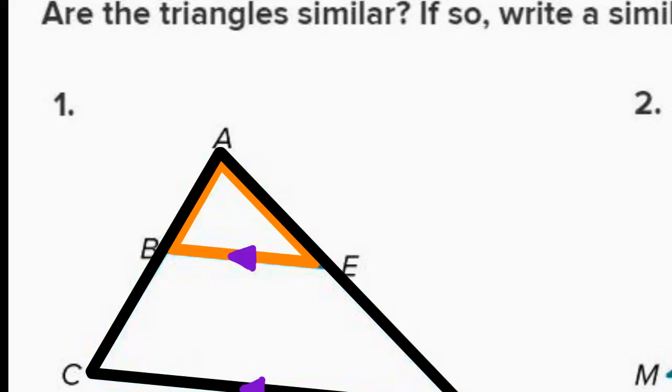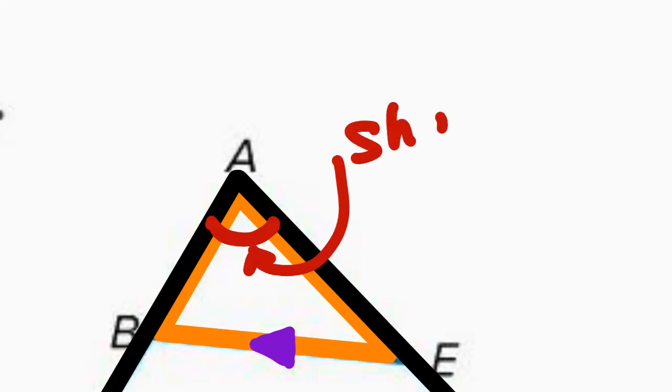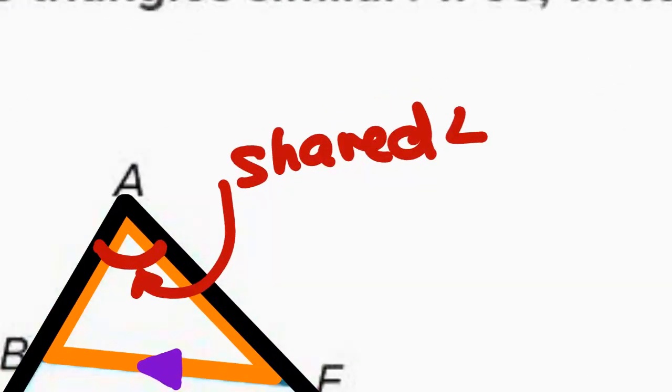What do they share between those 2 triangles? What's the same between those 2 triangles? Angle A. We have a shared angle. It would be congruent to itself.